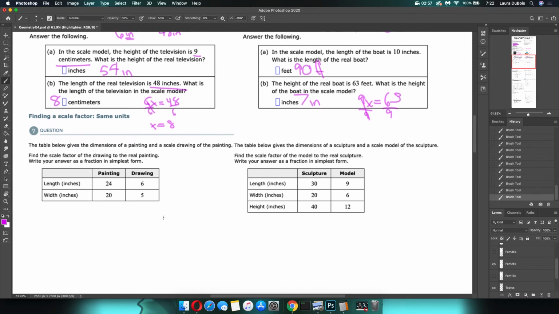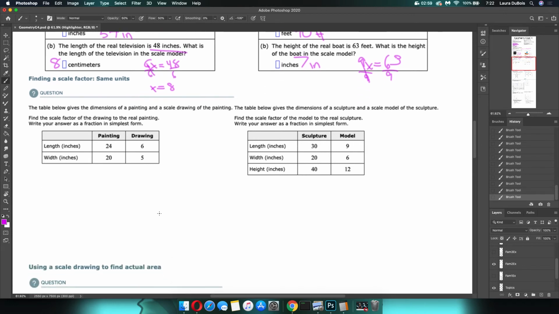Once you're comfortable with that, now they give it to you and they don't actually give you the whole thing. So, the scale of a painting, and find the scale factor. The scale factor is your ratio. You want to be careful: the scale factor of the drawing to the real painting. Since the drawing is listed first, that's what goes on top, and then the real painting is going to be 24. So your scale factor is 1/4 scale. That's what they mean when they say scale factor.